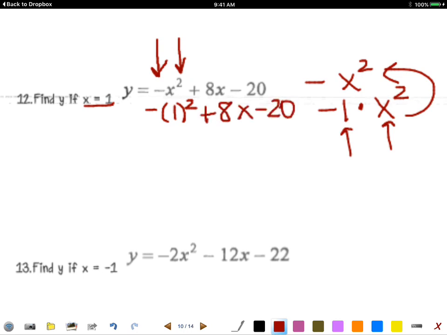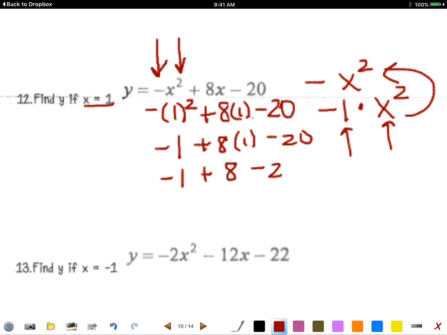So if we square positive 1, 1 times 1 is 1, and then the opposite of 1, or negative, is negative 1. Bring down the plus. Oh, you know what I should have done? Oops. In place of that x, what should I have put in there? A 1. Okay. Then bring down plus 8 times 1 minus 20. One step at a time. Now we can do that multiplication in the middle there, that 8 times 1. So negative 1 comes down, plus 8 times 1 is 8, minus 20.